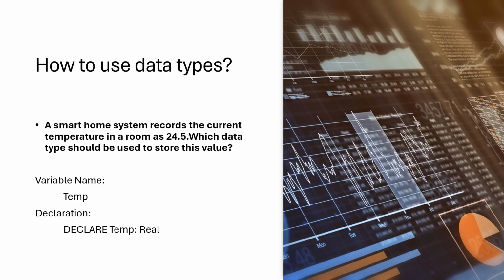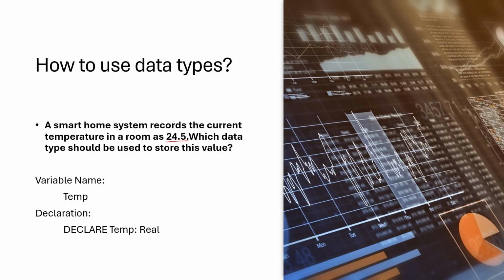For example, the question is: a smart home system records the current temperature in a room as 24.5. Which data type should be used to store this value? You know that the value given here is 24.5, and we already discussed that for any numeric data we have only two options, either integer or real. Of it, integers are whole numbers whereas real has a fractional part, and this includes a decimal point and a fractional part. So the data type that will be assigned to it would be real.